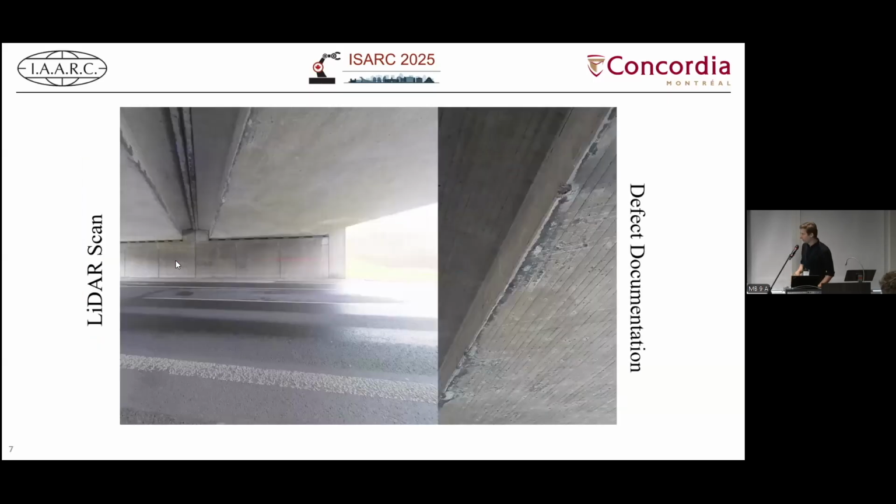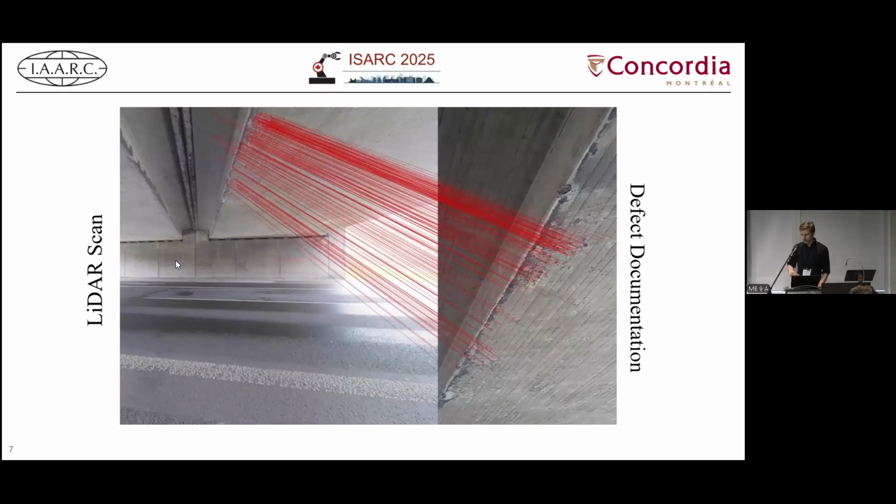So let's look at some results that we have. On the left, you can see the rectified panoramic cube map photo of the LiDAR scan. And on the right, a defect documentation image that one of our student assistants took. And this is then the feature matching that we have performed. And you can see that the structure of the concrete actually forms a form of a fingerprint that we can use to match this photo. So these new feature matchers actually work really well on concrete.